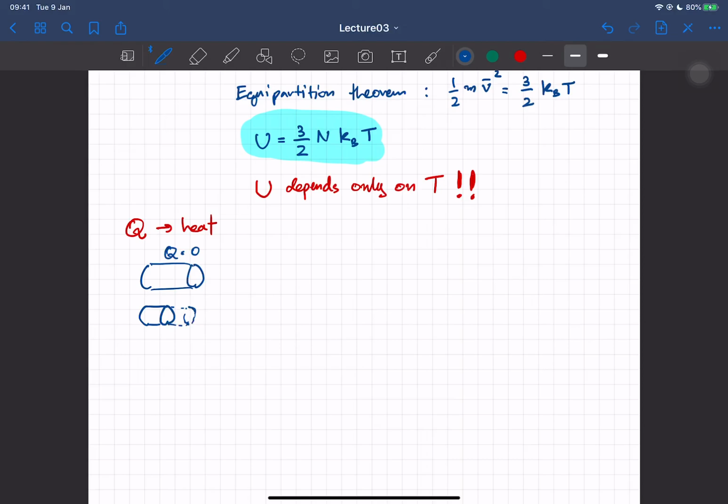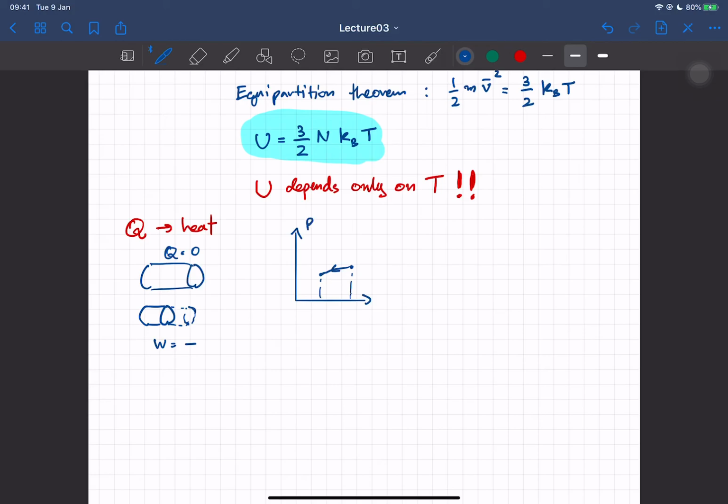So what does it mean to compress the gas? On the PV diagram, you reduce the volume. Maybe you start here and then you go here. You reduce the volume, so the work done by the gas is negative. In this case, work is a negative number.